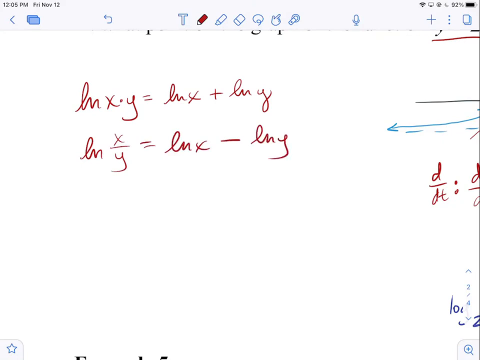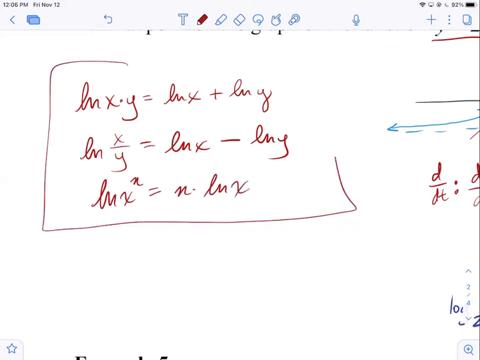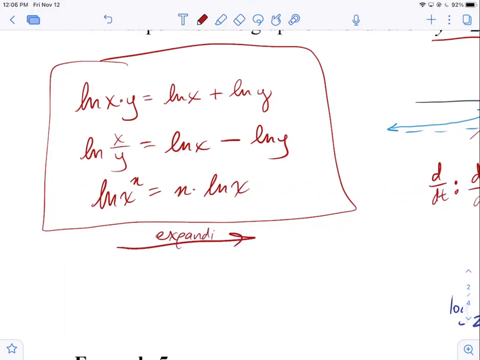The denominator gets the minus sign. And then for what it's worth, we could say the natural log of x to the n is n times the natural log of x. So that kind of puts them all together. Now, keep in mind as well that these identities, if you will, these properties of logs, they work both ways. When you go from left to right, we call that expanding. And when we go from right to left, we call that condensing. You might have done that in algebra too.